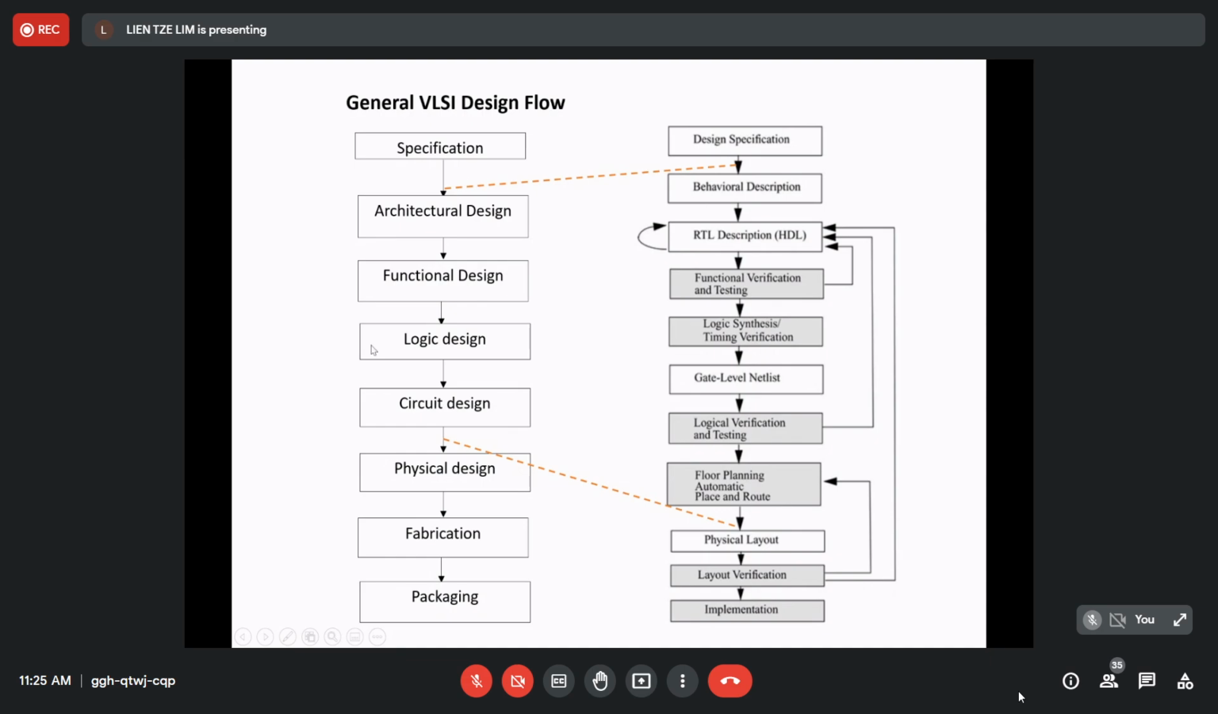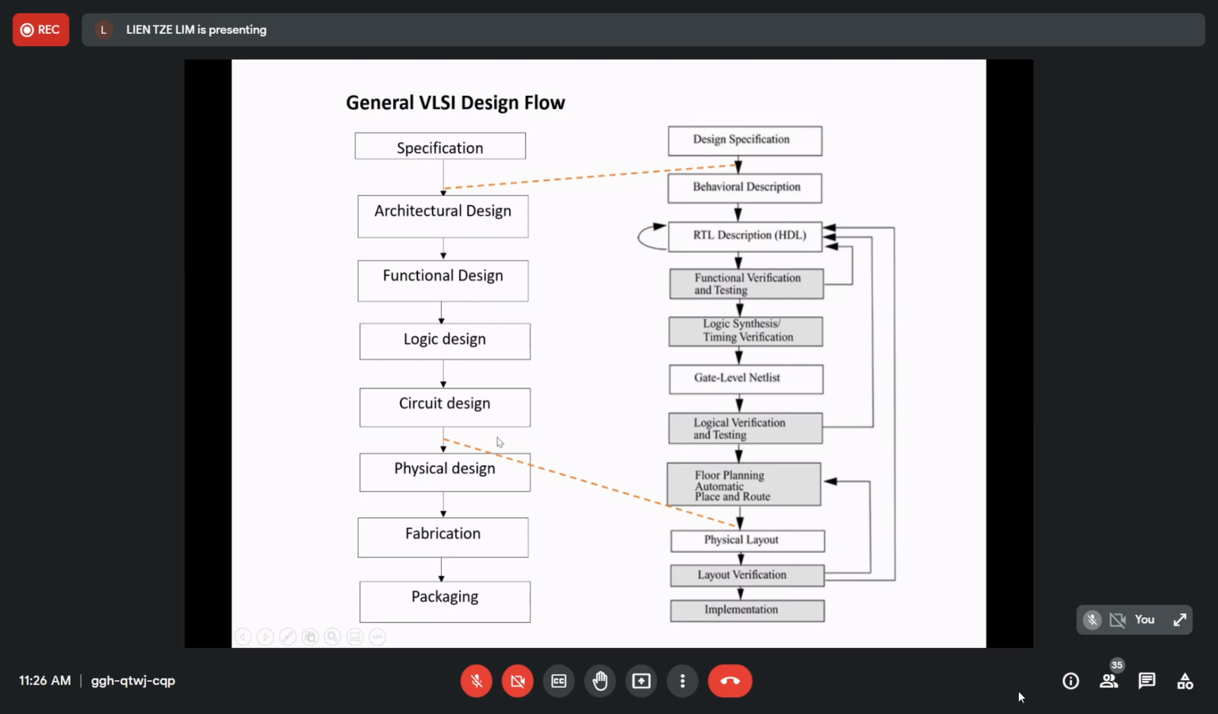So the one that I give you here contains architectural design, functional design, logic design, circuit design, and physical design. But you can also find another design flow which is not given with the architectural design, functional design, logic design, and circuit design, but they are elaborated in another way. So this is another design flow, and that is also valid. This flow chart explains all the design given here.